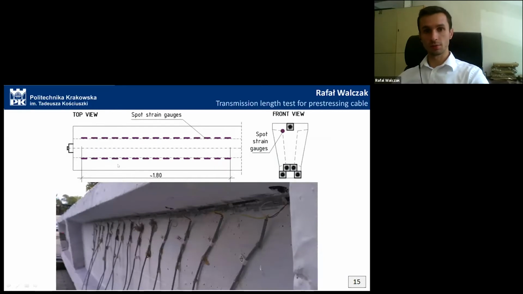Conventional spot strain gauges were also installed. As we can see in the picture, they were installed at the bottom surface of the flange, in order not to interrupt the DIC photos, which were taken from above, because the cables would interrupt the photos. As a result, the sensors were at a greater distance from the cable axis, so the recorded strains were lower. But our main purpose was to record the transmission length, so the strain values were not a priority.